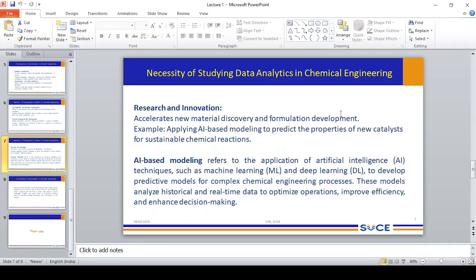So what I'm trying to say is applying AI-based modeling to predict the properties of new catalysts for suitable chemical reactions. AI-based modeling refers to the application of artificial intelligence techniques such as machine learning and deep learning. Very important point: AI-based modeling refers to the application of artificial intelligence techniques such as machine learning and deep learning to develop predictive models for complex chemical engineering processes.